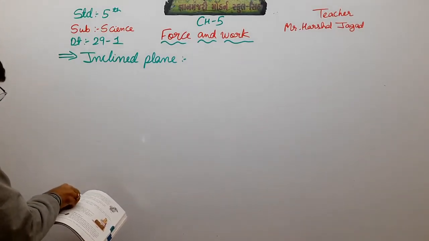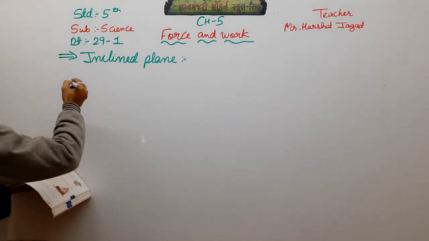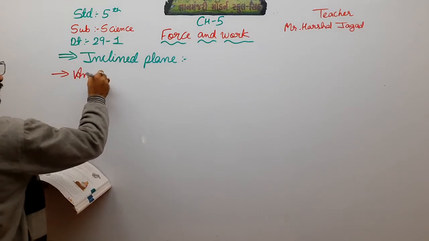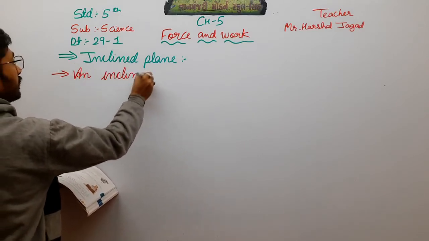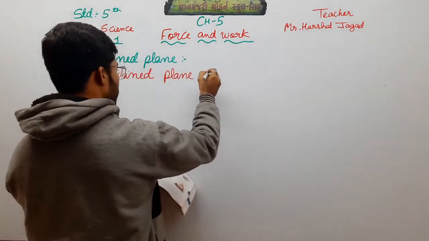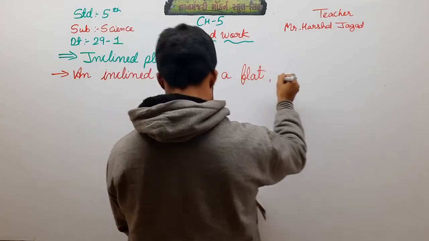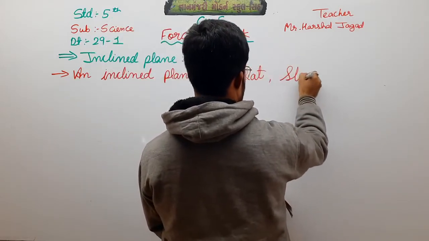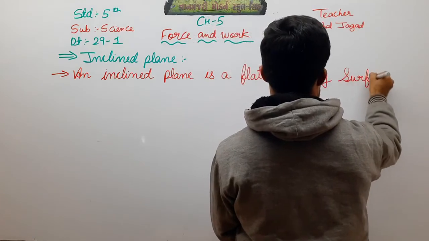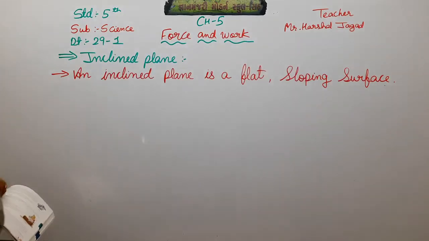First we can write: an inclined plane is a flat sloping surface. So they have explained how it is used.